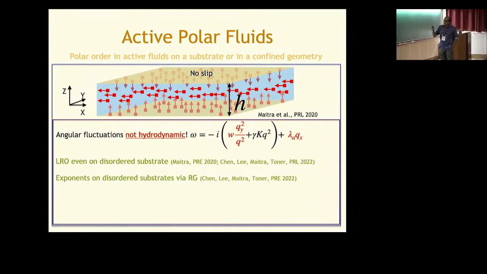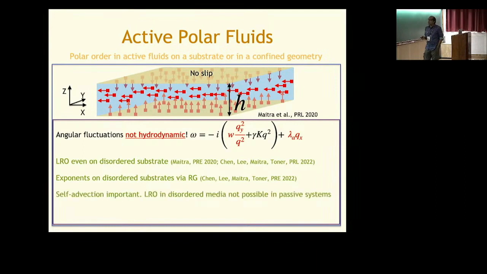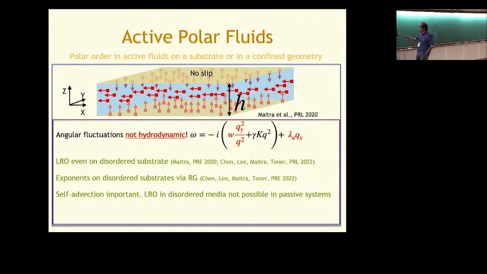And this sort of quasi-mass has other interesting effects, one being that if you now consider quenched disorder on the substrate, the polar flock still retains long-range order even in the presence of quenched disorder, and we managed to calculate the exponents for this on a disordered substrate. This is really the only system I know of where you have long-range order even in two dimensions, even in the presence of quenched disorder. This would not happen in the dipolar magnet, because for stabilization in the presence of quenched disorder, self-advection turns out to be important, right?